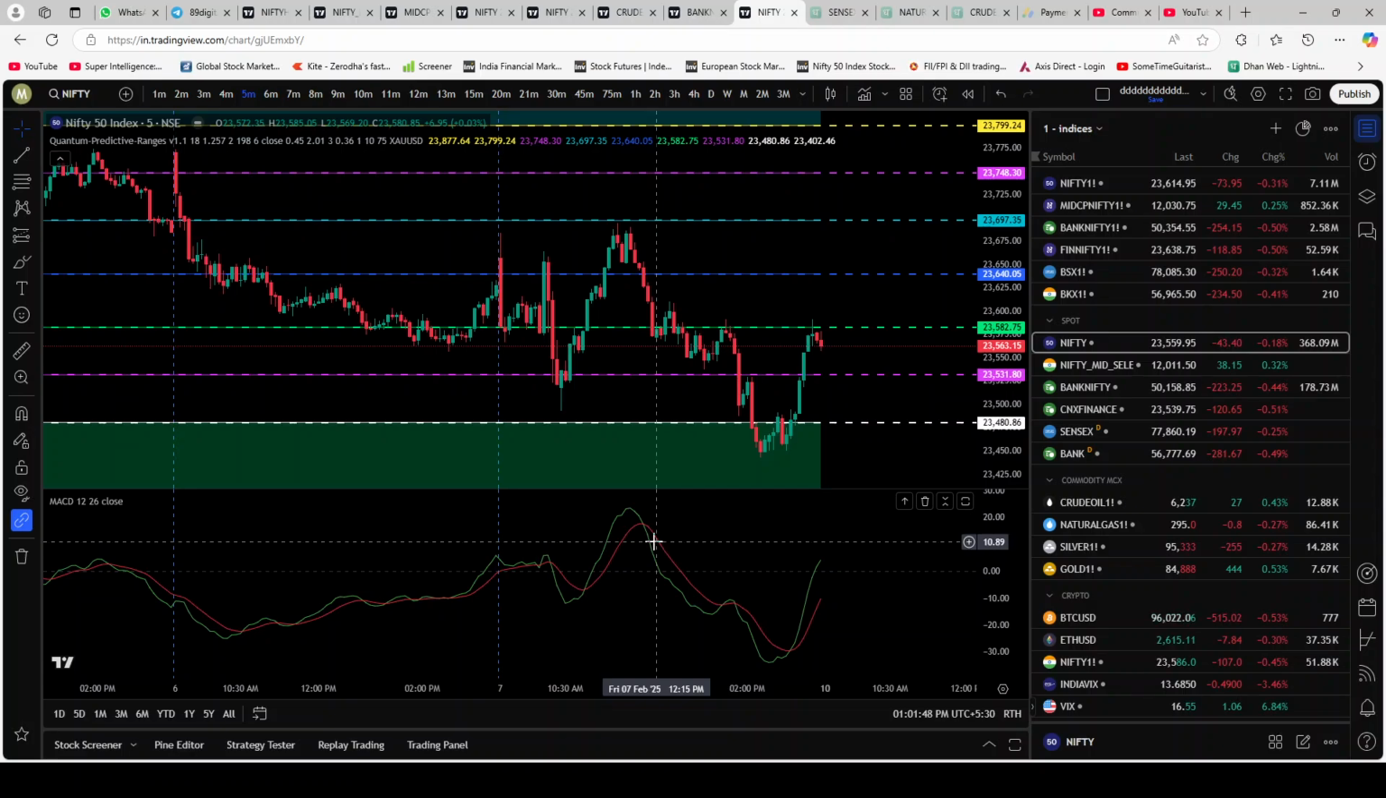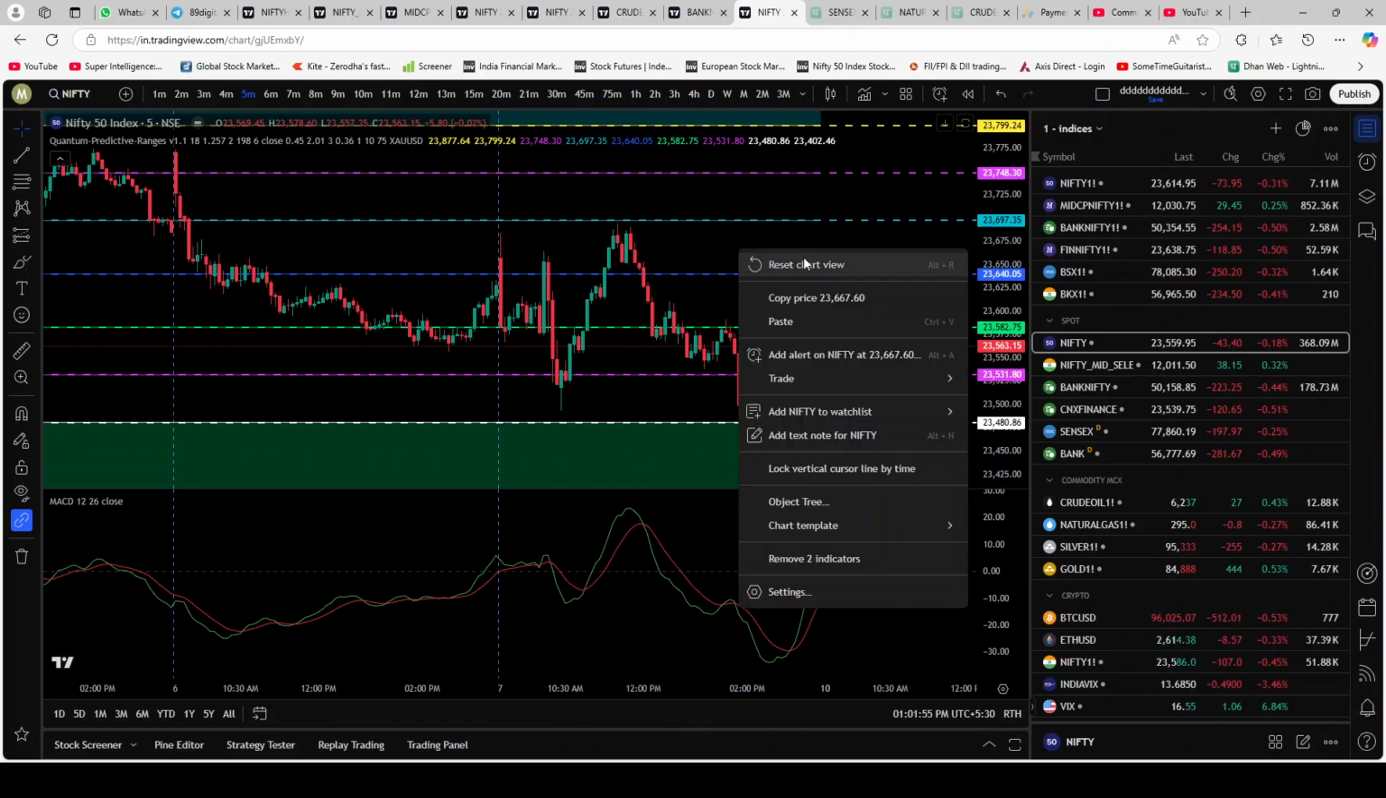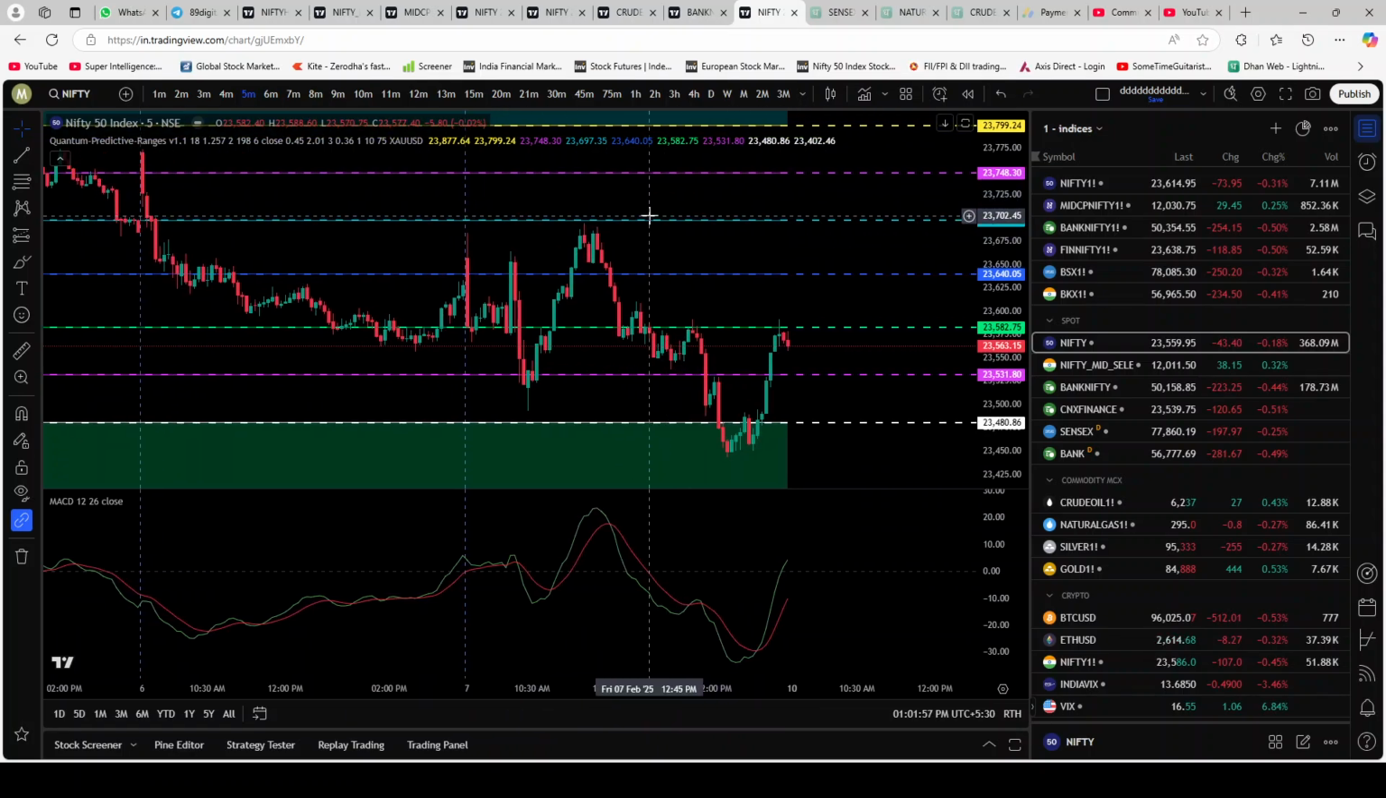So there are two ways to work with this. Either you follow the table exactly and do what it's telling you, or else just use this indicator with MACD and use these lines as support and resistance. Even in that instance, this will work beautifully.